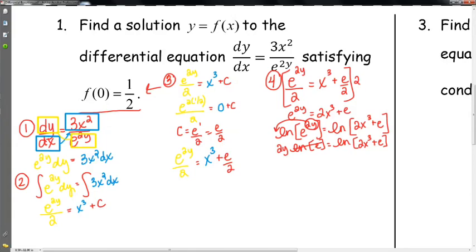Ln of e cancels, and so I'm left with 2y is equal to ln of 2x to the third plus e. Now I can divide both sides by 2. And so my final answer is y is equal to ln of 2x to the third plus e, divided by 2.